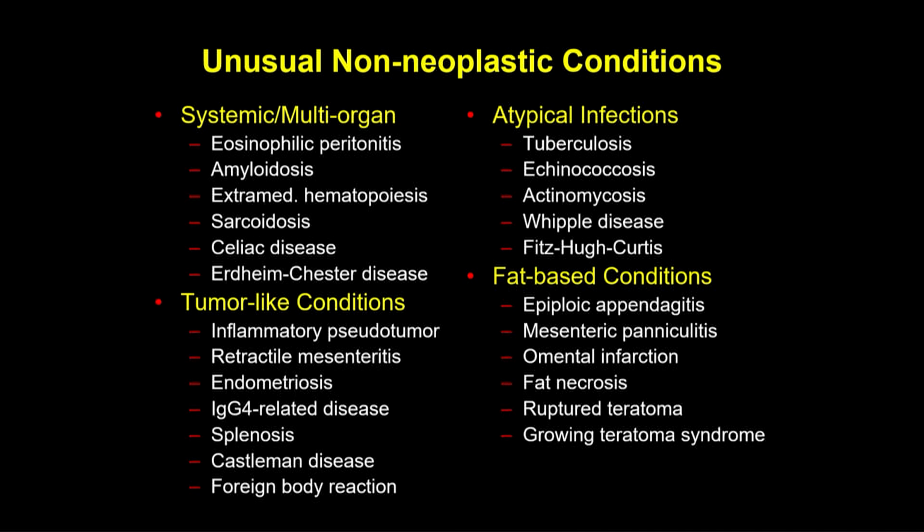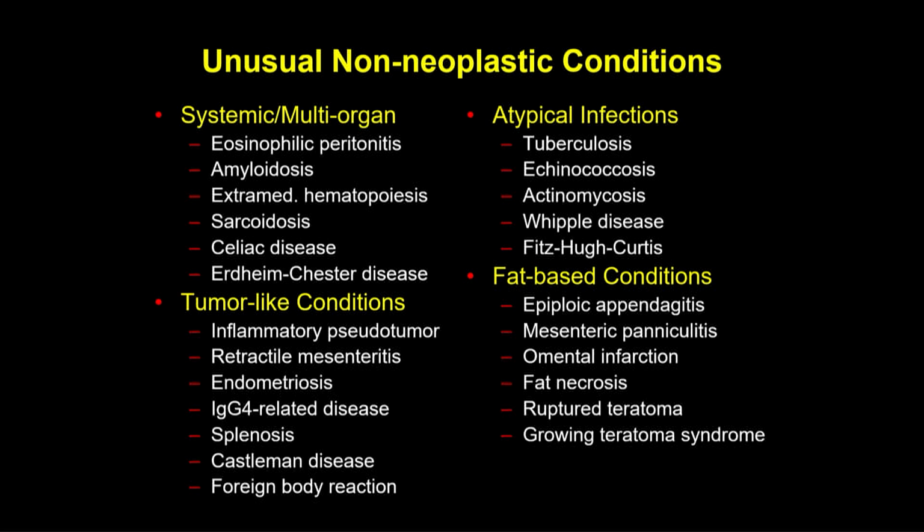We have systemic multi-organ conditions. I mentioned eosinophilic peritonitis. We have amyloidosis, extramedullary hematopoiesis, so on and so forth. Tumor-like conditions that can really mimic cancer. IgG4, endometriosis, so on and so forth, atypical infections, a lot of fascinating things. And even the fat-based conditions, I think, are very interesting. And fat is your friend, in terms of making a more specific diagnosis.